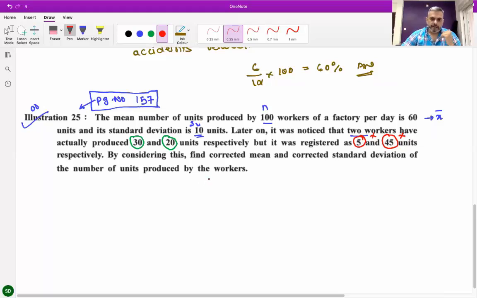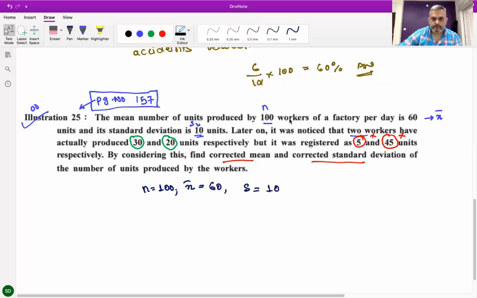So here there are wrong observations. We have to replace them with the correct observations. We have to find the new mean and the new standard deviation. So corrected mean and corrected standard deviation. So let's start with the sum. Now first let's write what is given. So n is equal to 100, mean is equal to 60 and standard deviation is equal to 10.